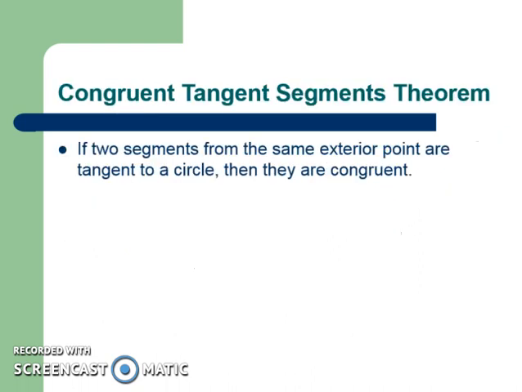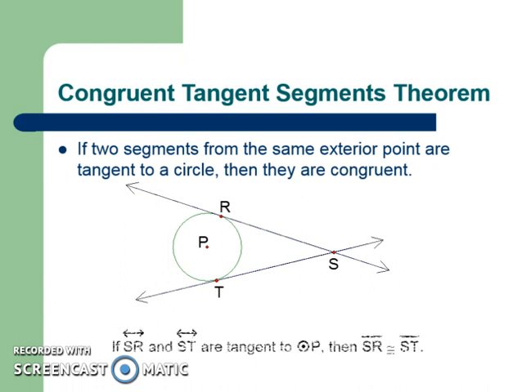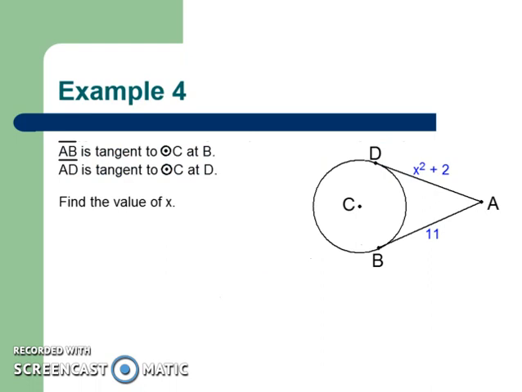All right, our next theorem we're going to add to our cheat sheet, the congruent tangent segments theorem. The idea is that if you have 2 tangents, then the distances from the points of tangency to the point of intersection are congruent. So the idea is that RS is congruent to TS. So here, in our example, we have 2 tangents, we're going to set these equal. X squared plus 2 equals 11. Then we subtract 2 and we get 9. Take the square root, we find that x is 3 or negative 3.